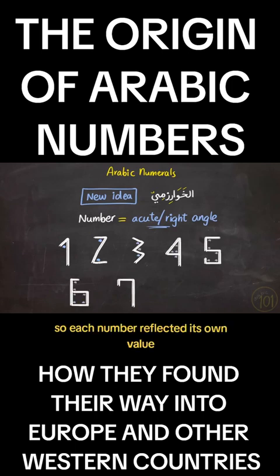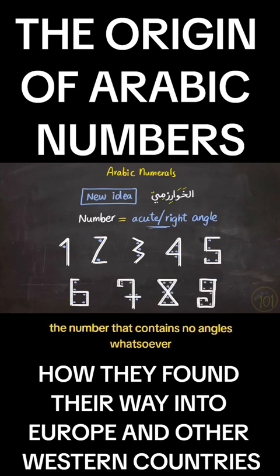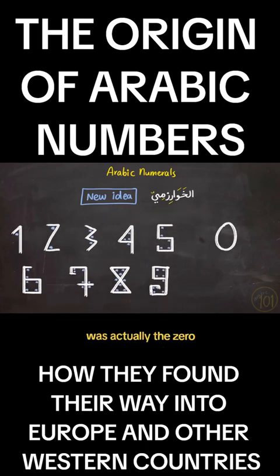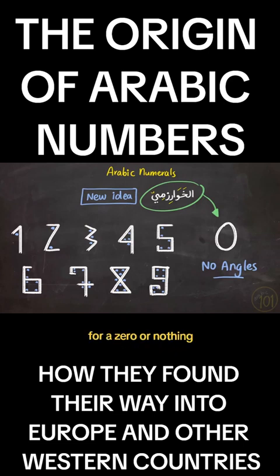So each number reflected its own value, but most importantly, the number that contains no angles whatsoever was actually the 0, since it is just basically an oval shape. That's why Al-Khwarizmi is known to be the first to come up with this symbol for a zero or nothing.